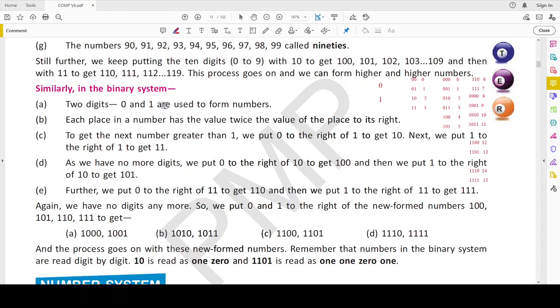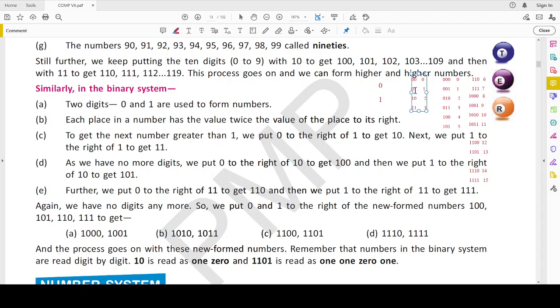2 digits 0 and 1 are used to form numbers. Each place in a number has the value twice the value of the place to its right. We will see the significance of this sentence. Each place in a number has the value twice the value of the place to its right. So as we move to the left, if we write 1 to the left, it will have twice the value of the one on its right.